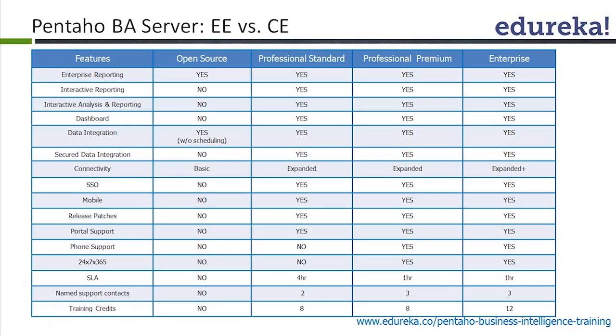Then SSO, single sign-on, C is not supporting. Release patches, again, no support. Portal support, phone support, all this support is not covered in C edition. SLA, named support contact, you will be assigned a dedicated contact person. All these are not supported in C, and they are supported in Enterprise Edition, which again has three different models, three different versions, and they have some differences which you can go through. So let's go to the next slide.